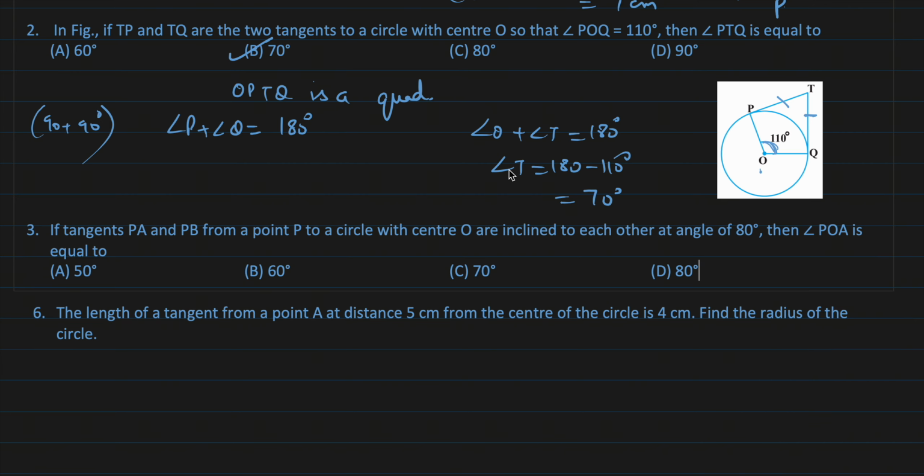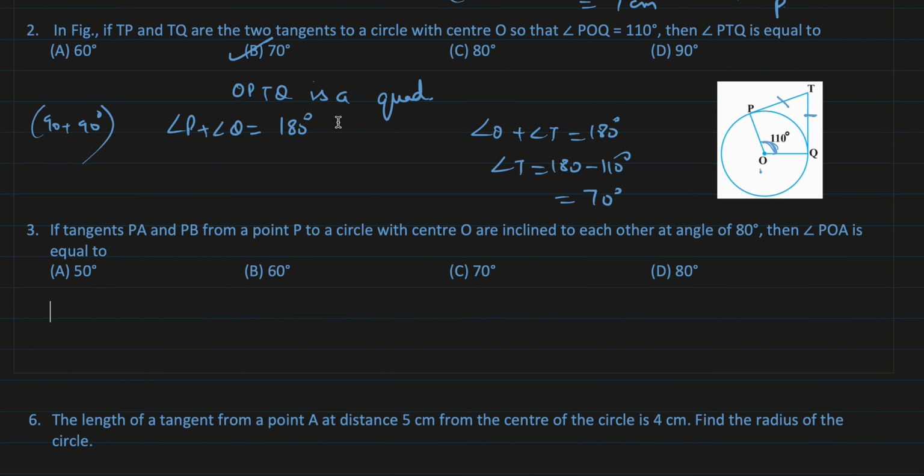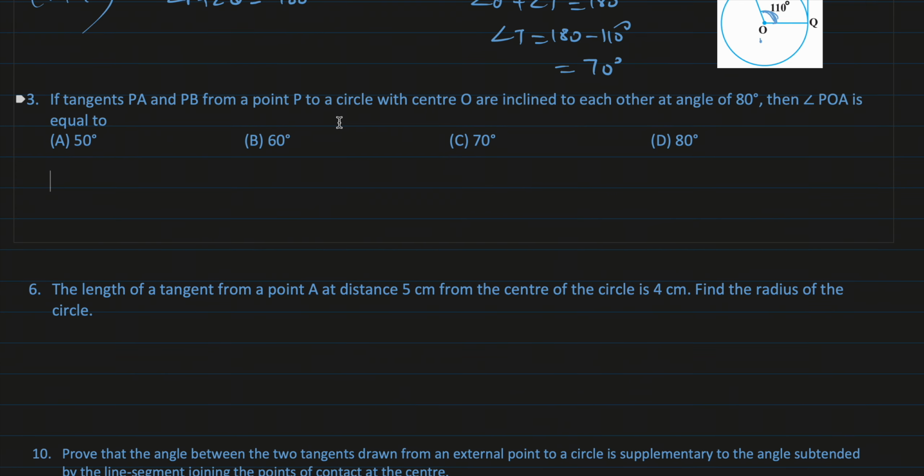Now this next question, what is this next question saying? That we have to calculate if tangents PA, PB from a point P to a circle with center O are inclined to each other at an angle of 80 degree. So again you have a circle, you have two tangents drawn from this external point P, PA and PB over here, and center is again O.